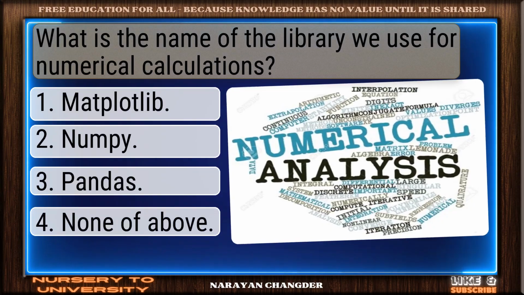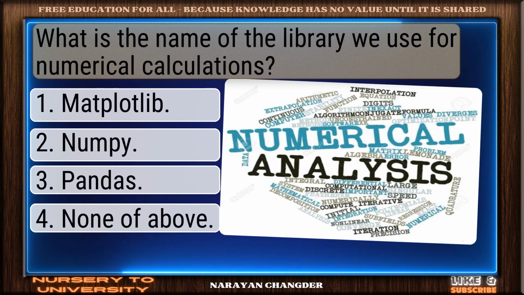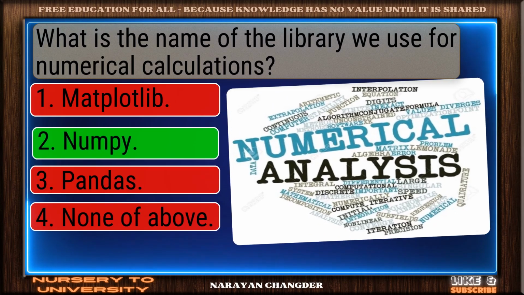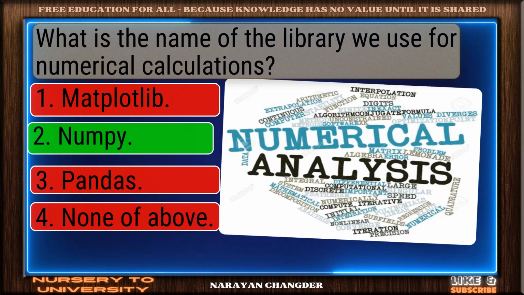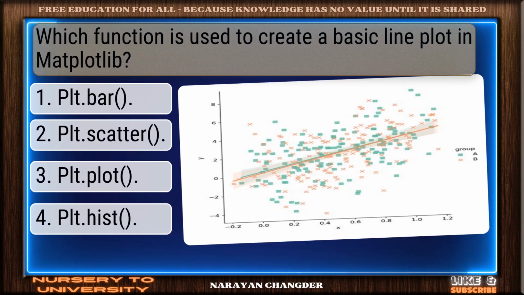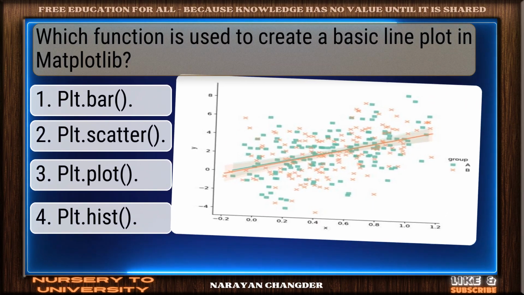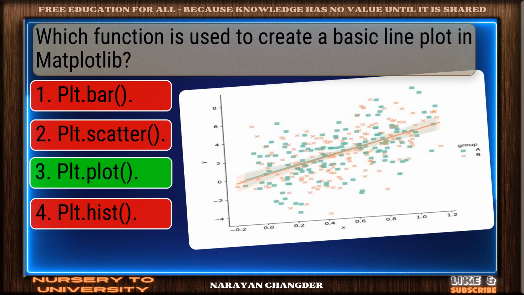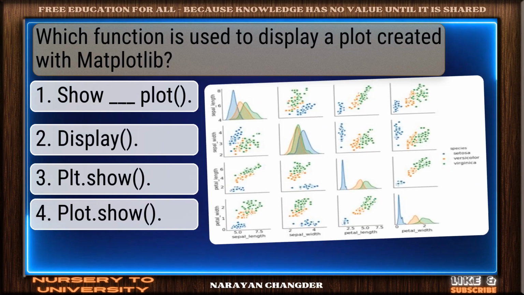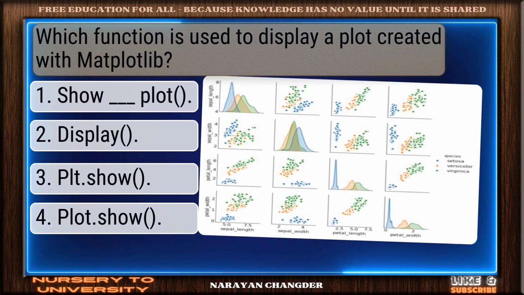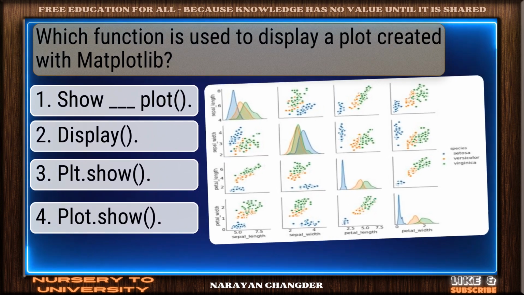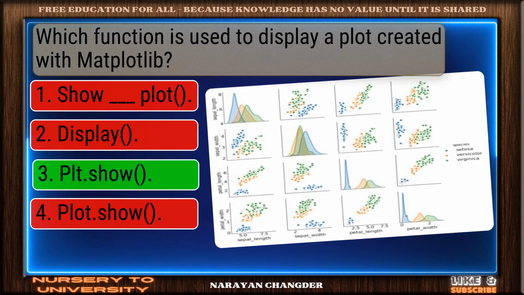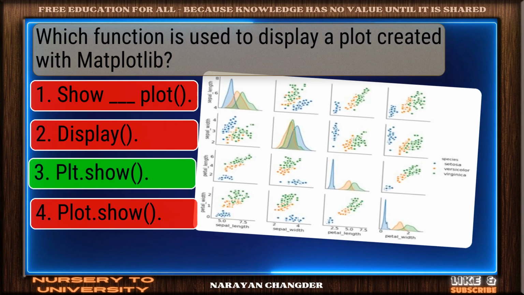Question number 10. What is the name of the library we use for numerical calculations? Smart pick. NumPy is the correct choice. Question number 11. Which function is used to create a basic line plot in Matplotlib? Excellent. Plot is a brilliant choice. Question number 12. Which function is used to display a plot created with Matplotlib? Smart move. plt.show is an accurate answer.